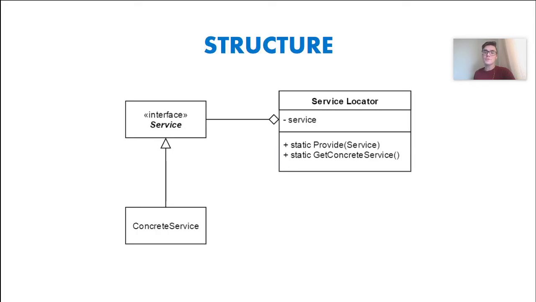And the structure of the service locator pattern is not that complex at all. We have the main class service locator, which has the field for service, and this field is provided with this provide method. So we are providing a service with this provide method and getting it with this get concrete service method. So we can create any kinds of services. We can create audio service, logging service. It depends on what you want in your game or application, and then you can use the service locator pattern to provide services globally.